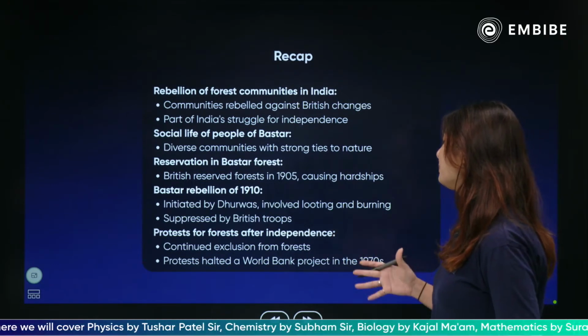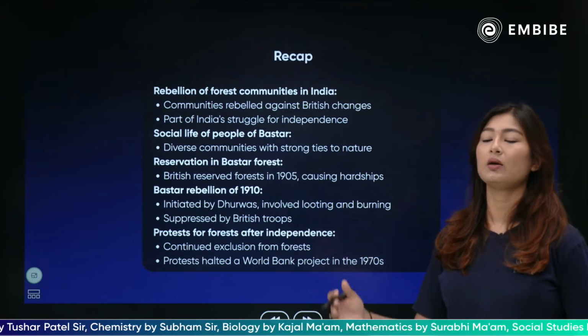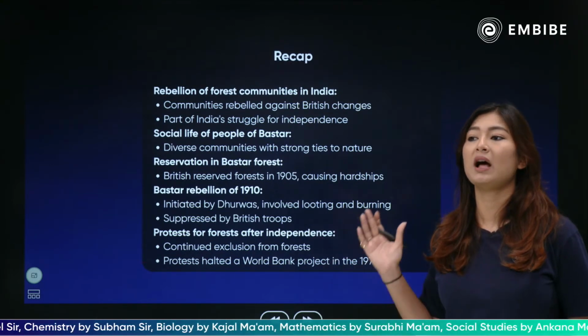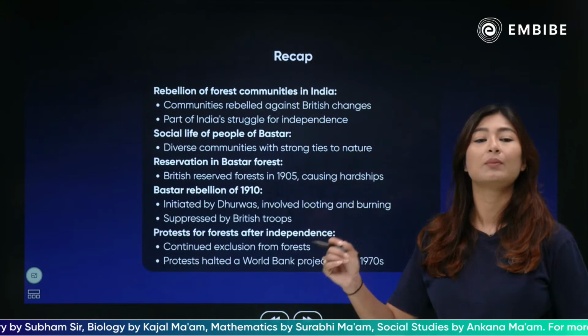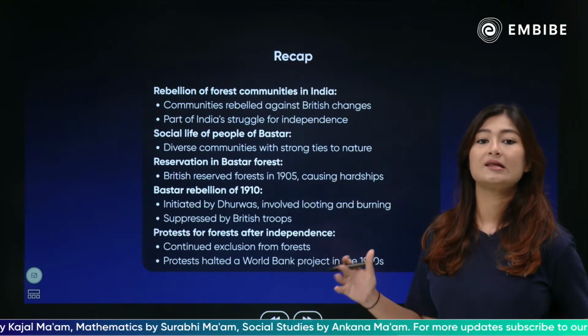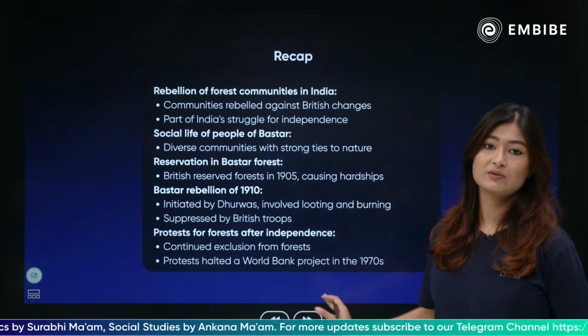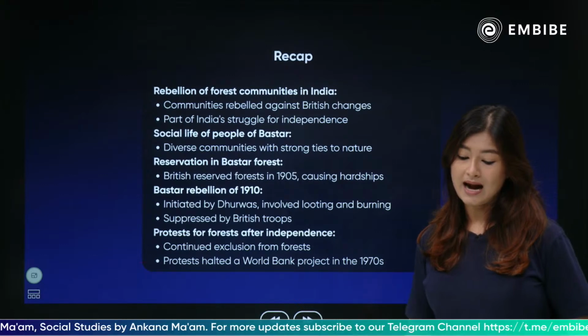Protests halted a World Bank project in the 1970s. For example, it was said that all the sal trees should be removed and tropical pine trees planted so that the pulp can be used to make paper. But the locals and the environmentalists started protesting, and that's how it was paused. Otherwise, this is what the World Bank had suggested, right?